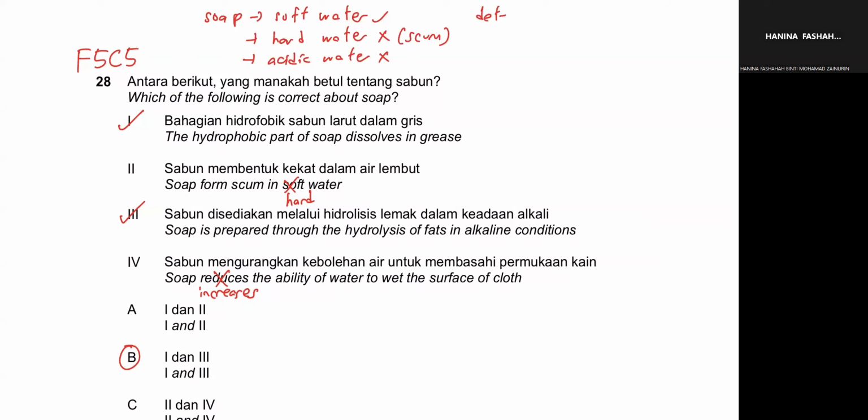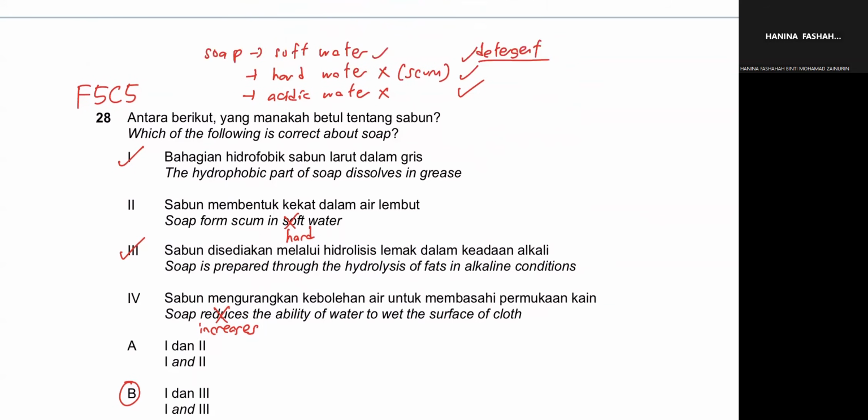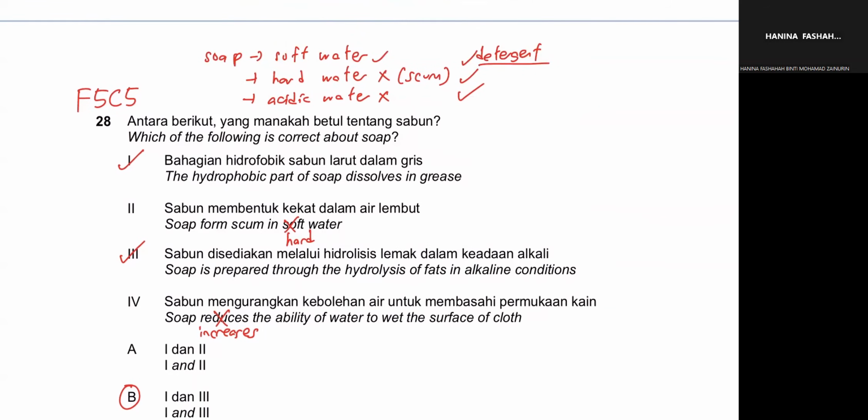Detergent won't form any scum. There's a difference. Detergent is better. All can be accepted, 1, 2, 3. Means they don't have any scum. They can wash the clothes easily. Yes, because hard water forms scum. The scum is yellow or white in color. They will block you from washing the clothes properly.